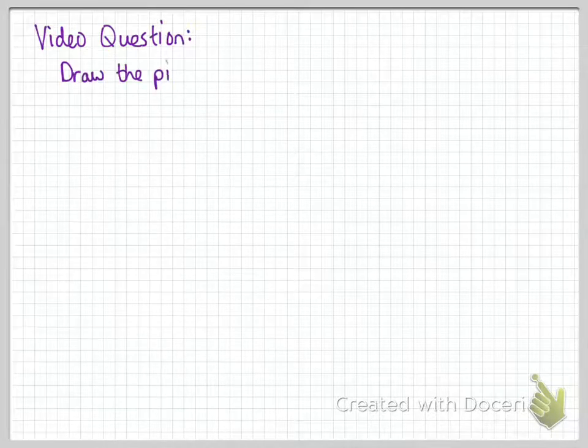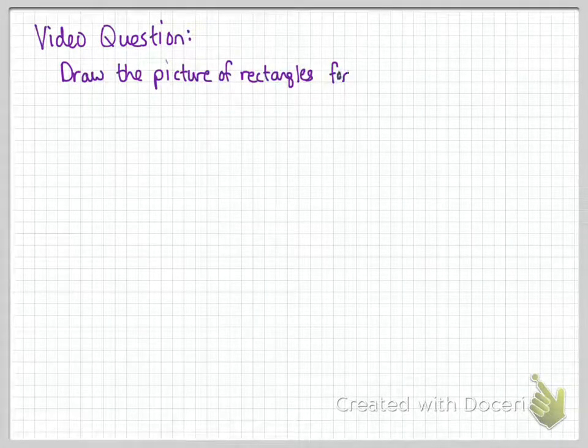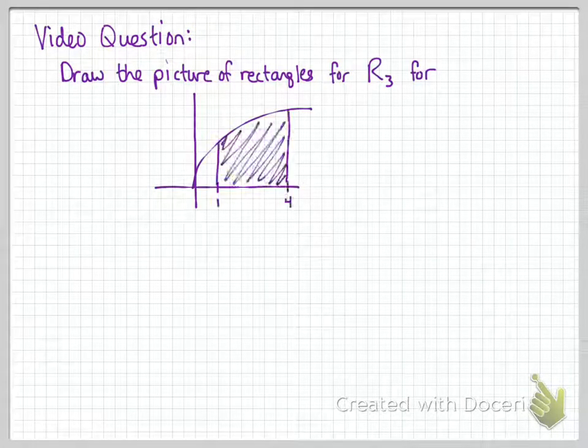We'll do more of this in class, but for now, what I want you to bring to class is, if you have this curve, and you want to approximate it using right-hand endpoints with 3 rectangles, what would those rectangles look like? So draw the rectangles for the R3 approximation of the shaded area. And I will see you in class.